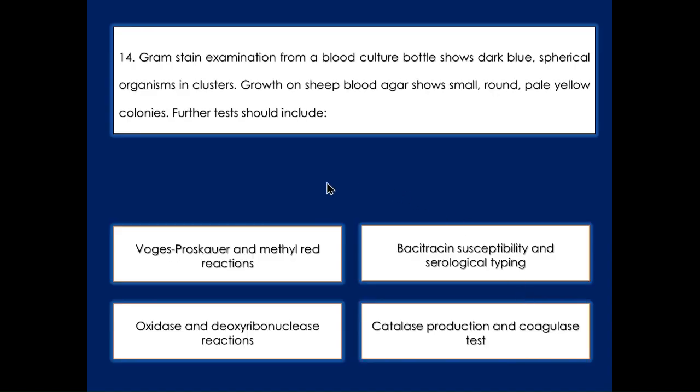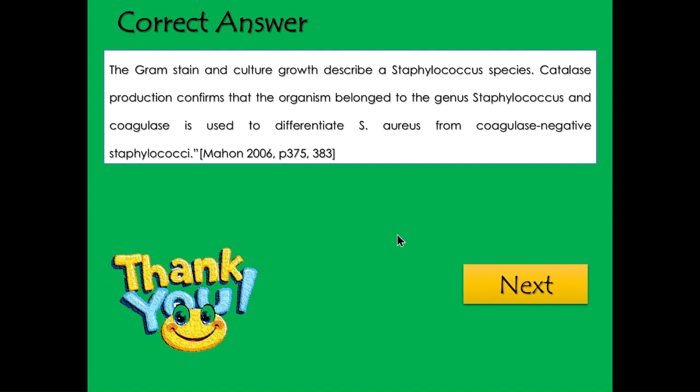14. Gram stain examination from a blood culture bottle shows dark blue, spherical organisms in clusters. Growth on sheep blood agar shows small, round, pale yellow colonies. Further tests should include the correct answer. The gram stain and culture growth describe a Staphylococcus species. Catalase production confirms that the organism belonged to the genus Staphylococcus, and coagulase is used to differentiate S. aureus from coagulase-negative Staphylococci.